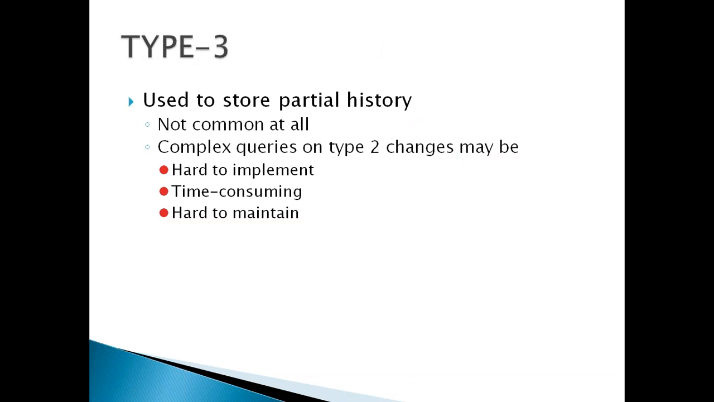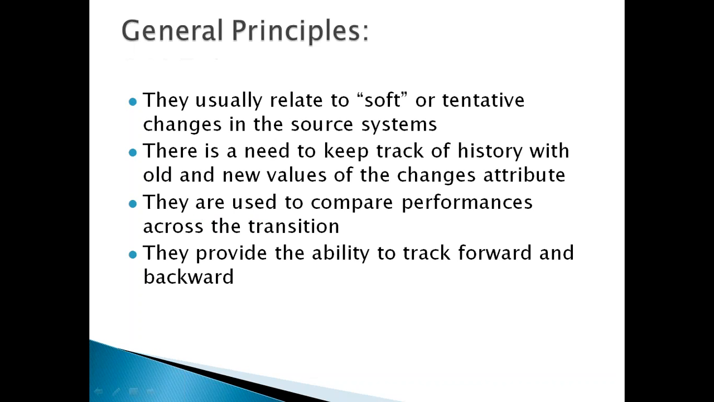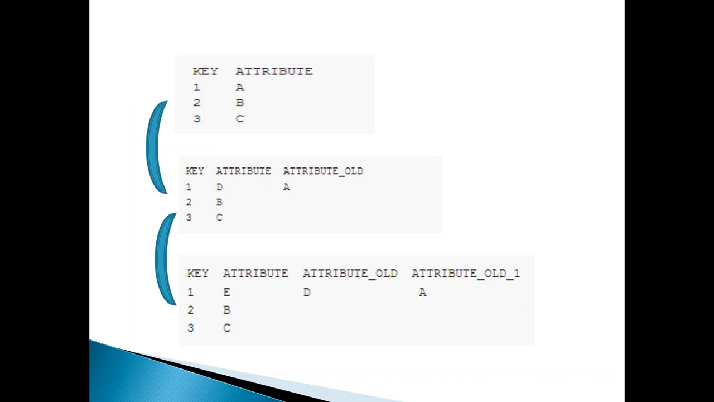And coming to your type 3 SCD. Your type 3 SCD is hard to implement, time consuming and hard to maintain. So what happens in your type 3 SCD is one current record and one previous old record will be stored. For example, I have key and attribute. These values are my managers. For example, A, B, C are the managers in my organization.